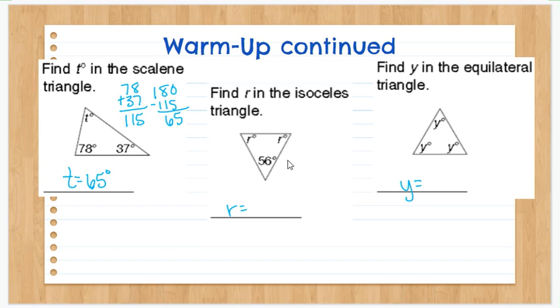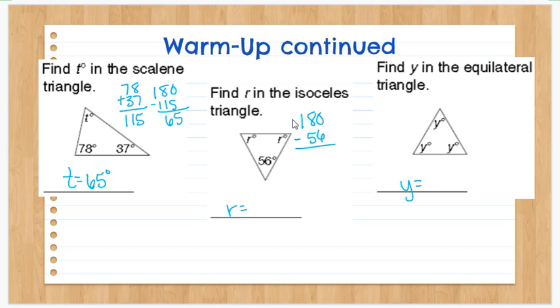Example in the middle, the isosceles. Well, this time we don't know 2 of them to add them up. We know that 2 of them are going to be the same, but we don't know what that is. So this time we're going to start a little differently. We still know that all 3 of these numbers are going to have to add up to 180. So let's start with 180 and subtract the 56, the angle that we know. So we're going to start with the total this time and subtract the 56.